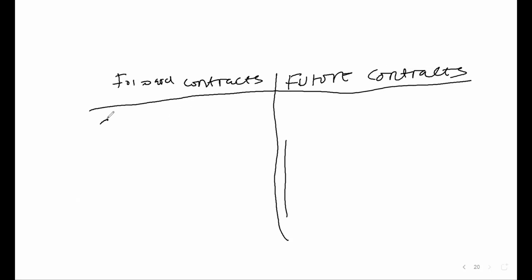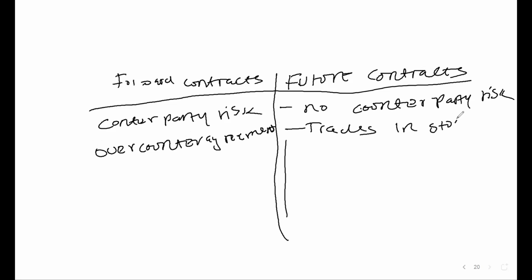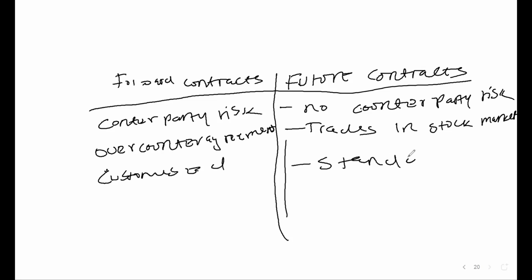So with forward contracts, there's what we call counterparty risk. With future, no counterparty risk. There's nothing like counterparty risk because it's a binding contract. This one is an over-the-counter agreement. But this one trades in stock market. This one is customized, but this one has standard sizes.